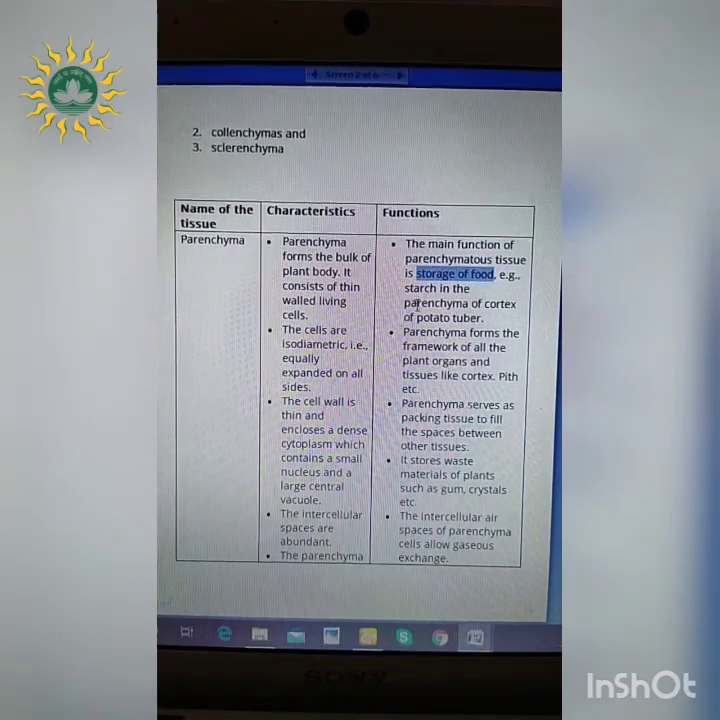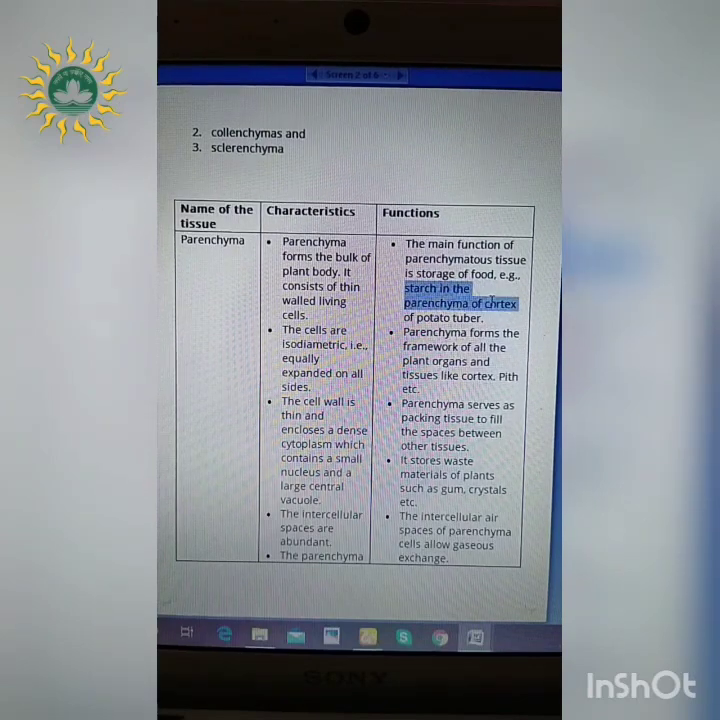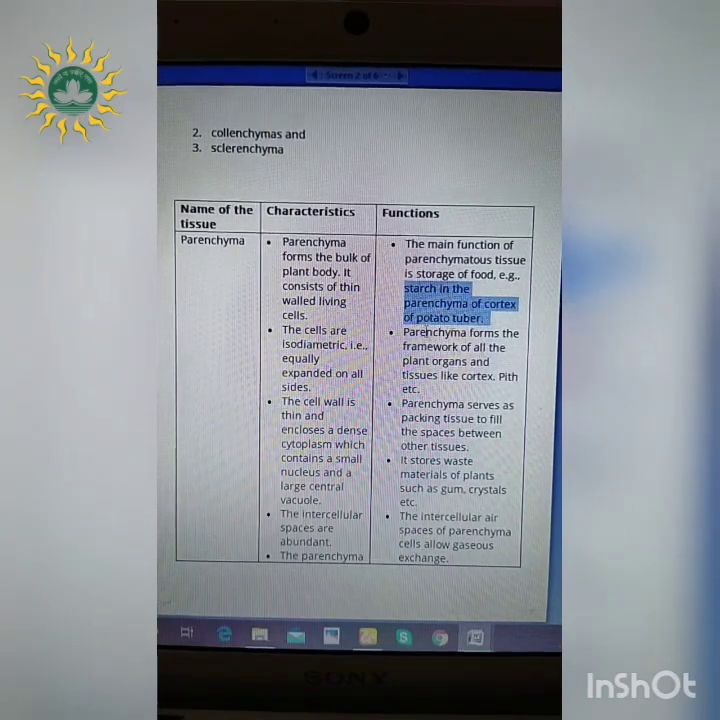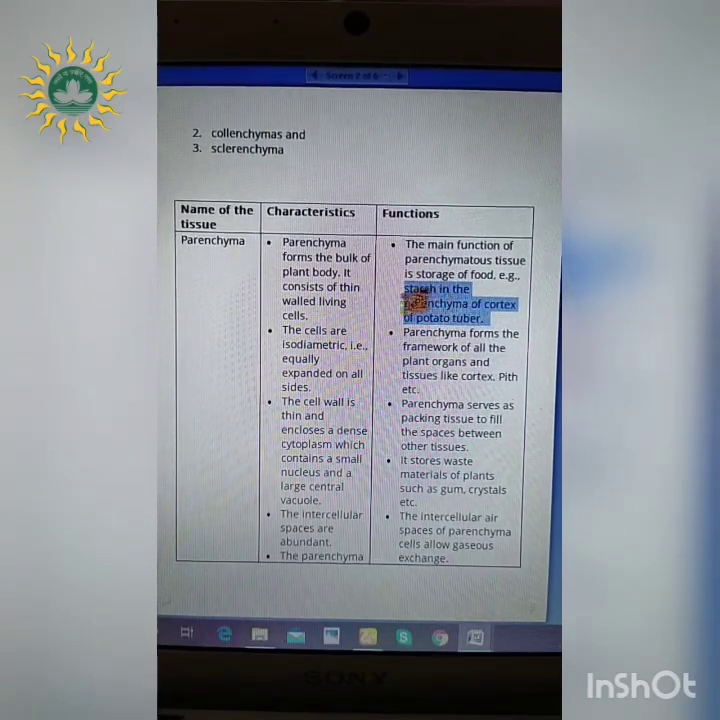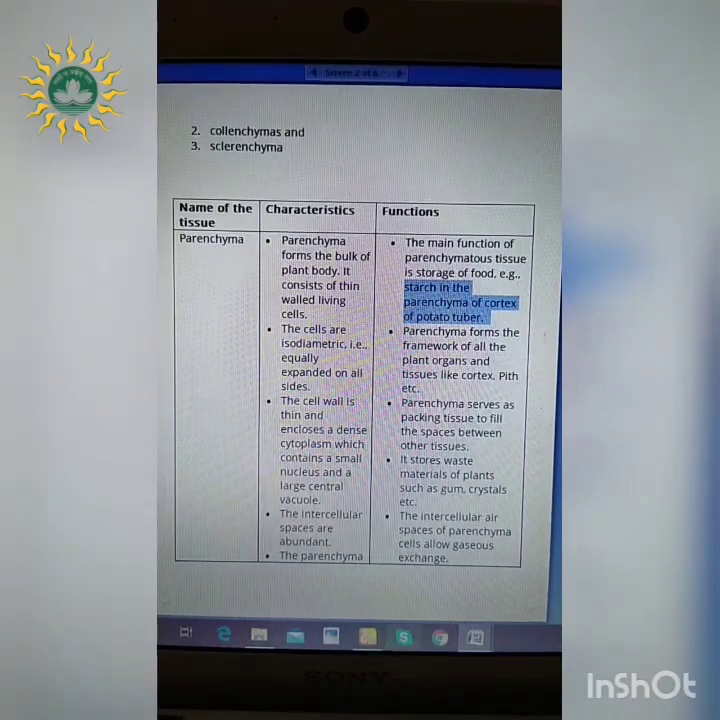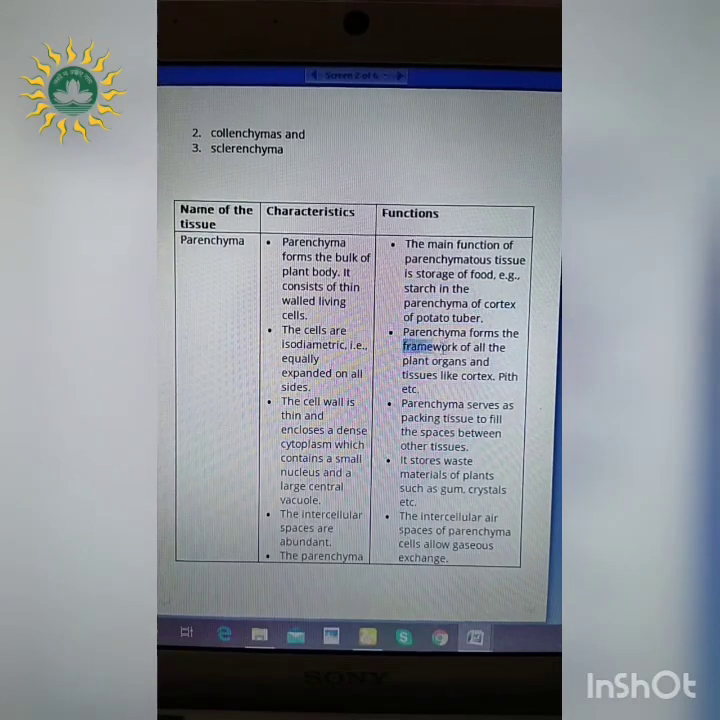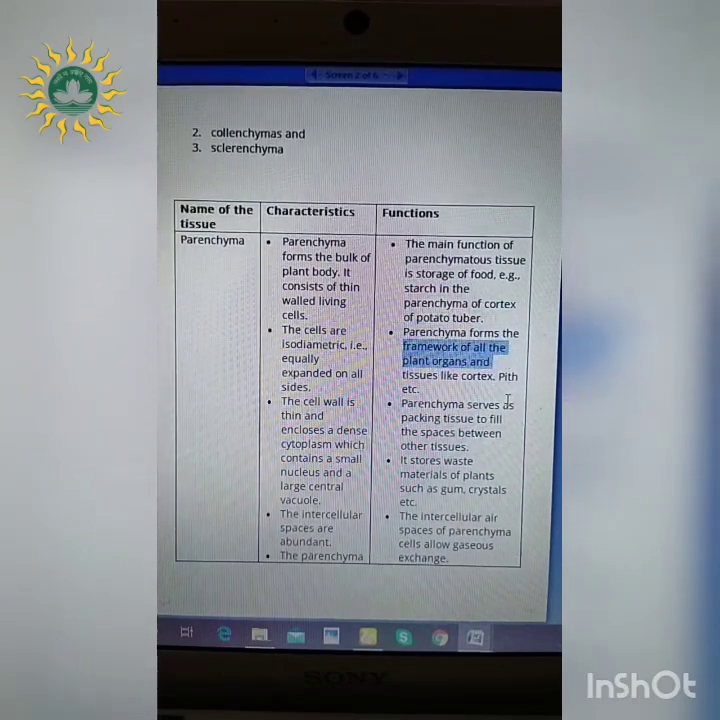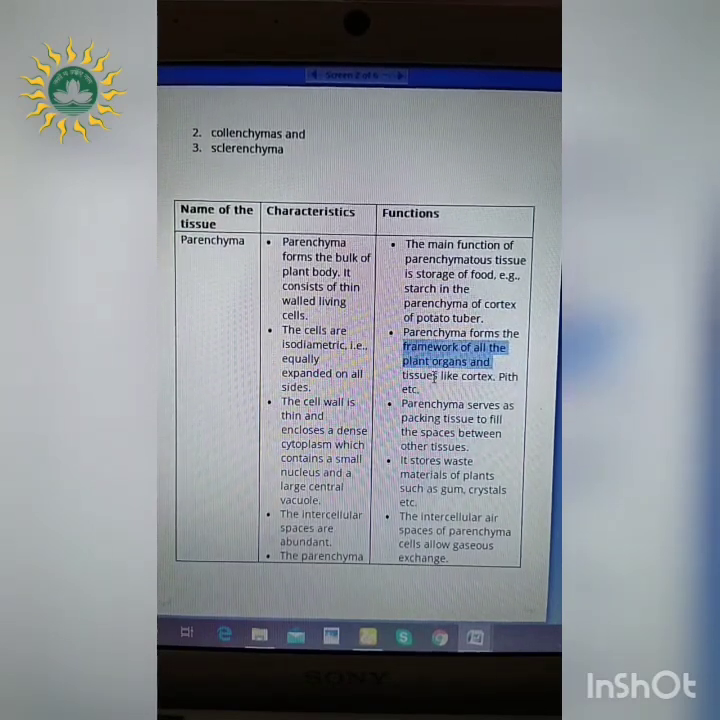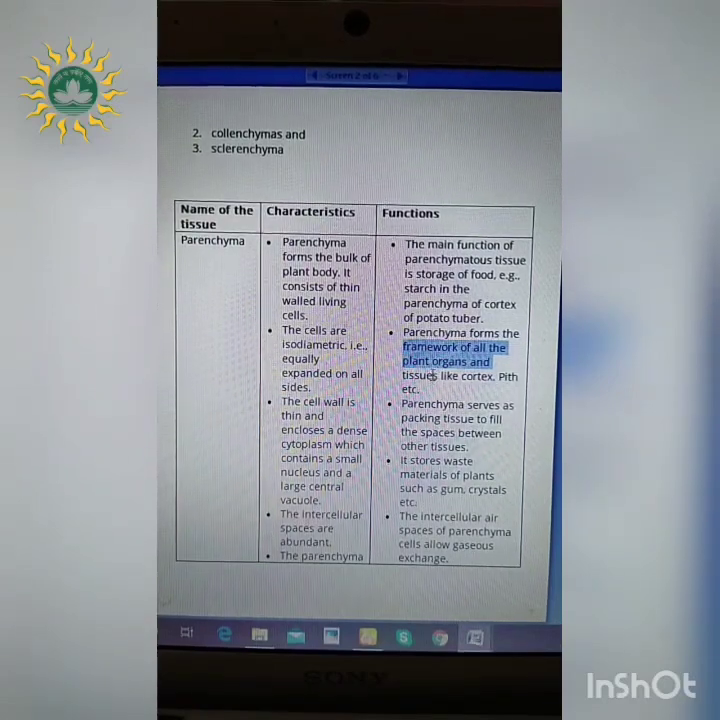For example, the starch in the parenchyma of the cortex of the potato tuber. You have seen the potato tuber. So the starch is being stored in the parenchyma of the cortex over there. Next point is, this parenchyma forms a framework of all plant organs. So this framework is present in the parenchyma tissue as a function.